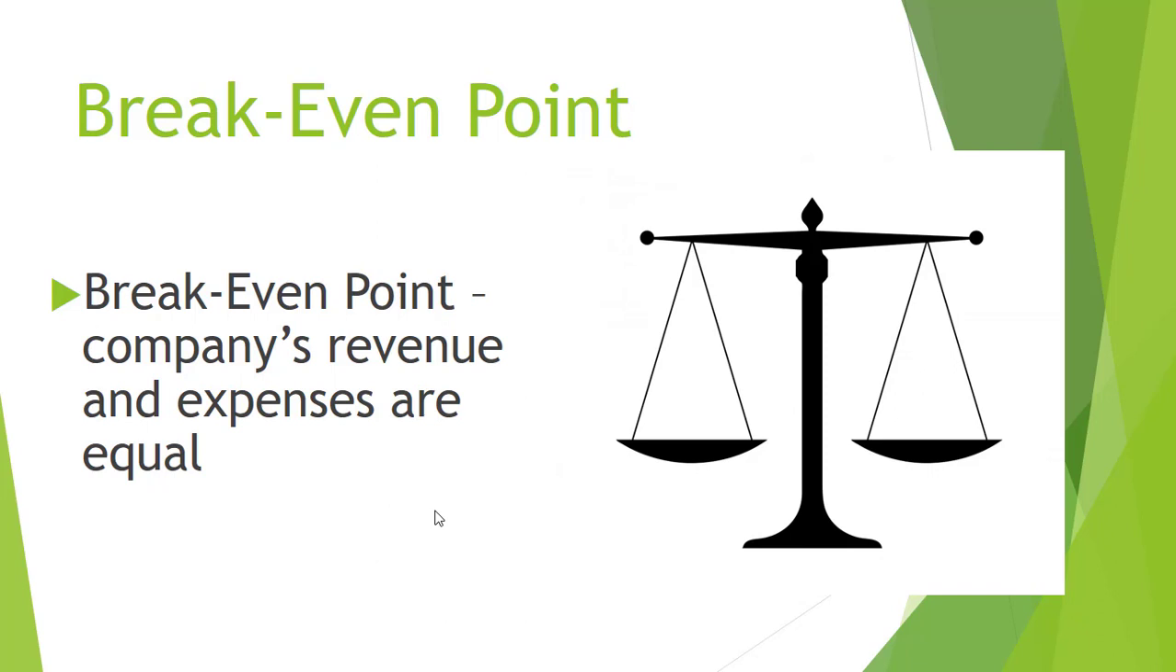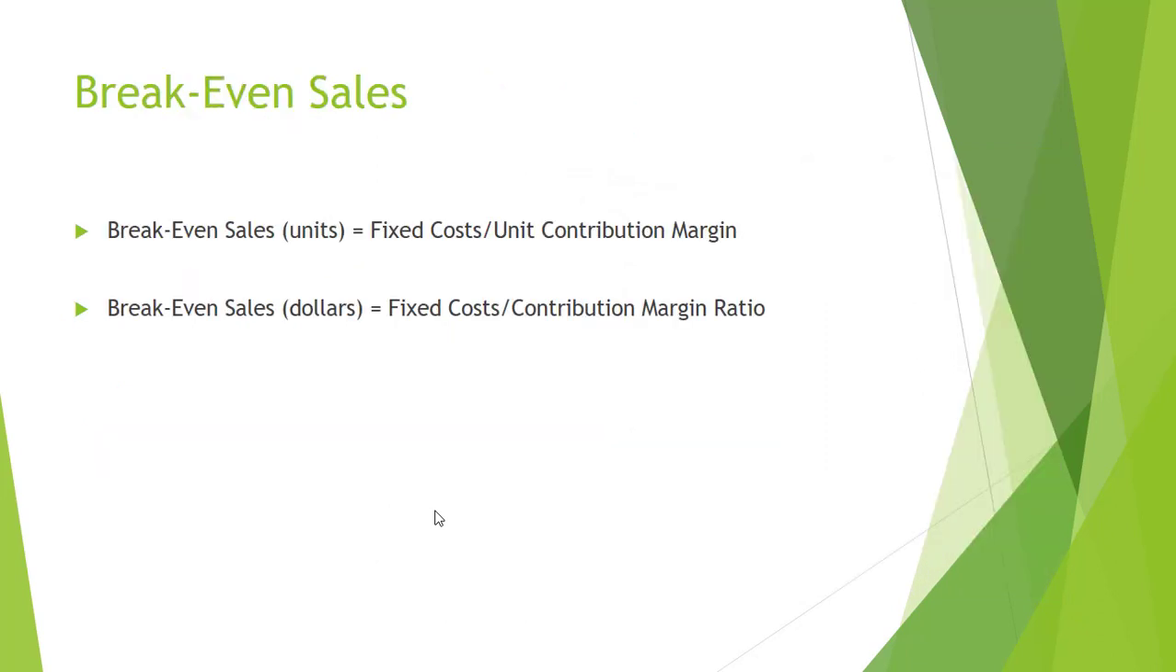Before you can do the break-even analysis, you've got to understand fixed costs, variable costs, and you've got to be able to calculate your unit contribution margin, your contribution margin per unit, and contribution margin ratio. Those things become essential to perform the break-even analysis. We can do break-even in sales units, or we can look at dollar amount, and the formula is just a tad different between the two.